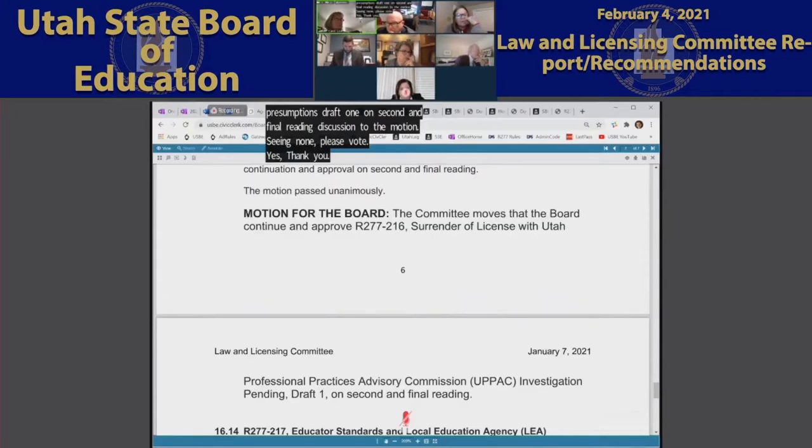R277-216, surrender of license with Utah. Oh, sorry, my page ran out. I have it. That with a few more surrender of license, on second and final reading. Okay, the motion before the board is that the board continue and approve R277-216, surrender of license with Utah Professional Practices Advisory Commission, investigation pending, draft 1 on second and final reading. Discussion to the motion? Seeing none, please vote.